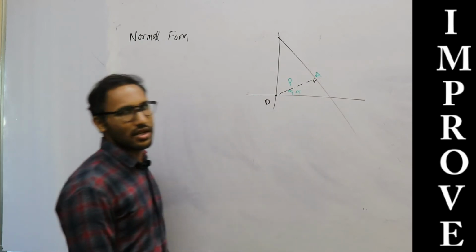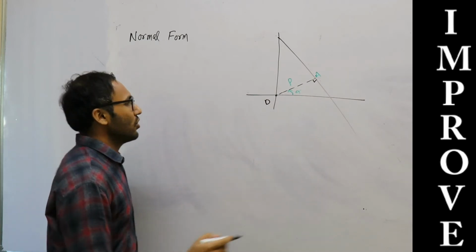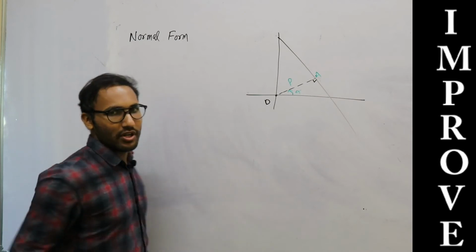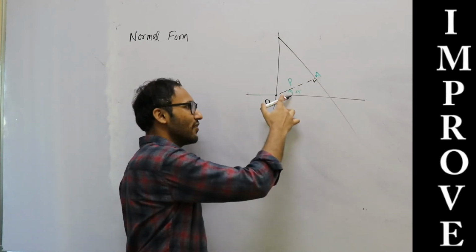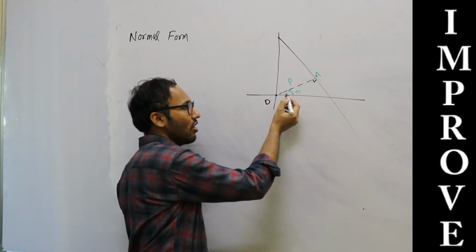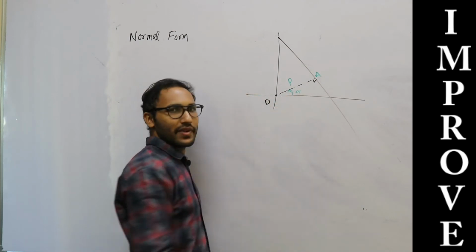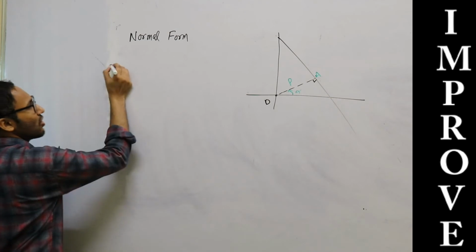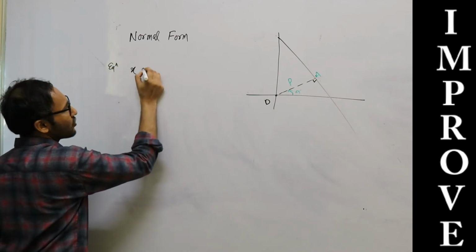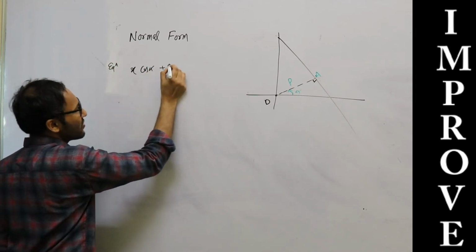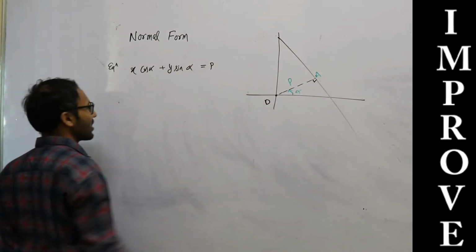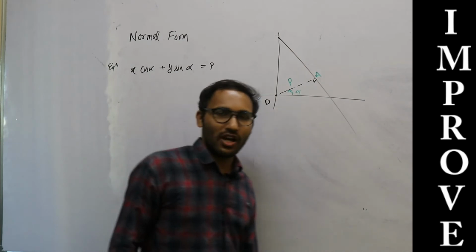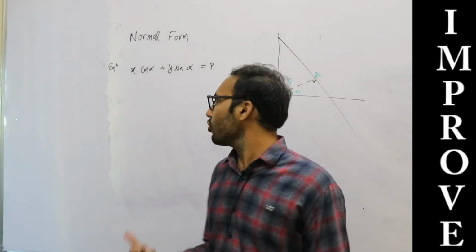This angle is alpha. So in terms of P and alpha, and remember that what is P? The length of perpendicular from origin, and what is alpha? The angle of this perpendicular from positive x-axis. So equation of straight line will become x cos alpha plus y sin alpha is equal to P. ये remember करना है, ध्यान रखना. x cos alpha plus y sin alpha is equal to P.